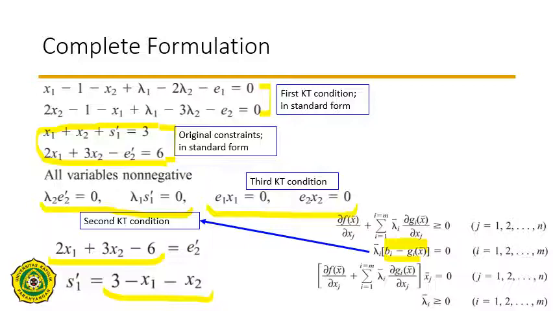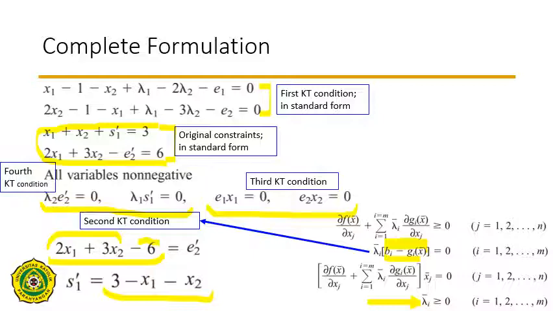And I think the sign, bi minus gx or gx minus bi, like here, doesn't really matter, because what you want is for the multiplication to equal 0. So the sign doesn't really matter. Okay, so this is the second K-T condition. And finally, all variables non-negative is how we describe the fourth K-T condition.